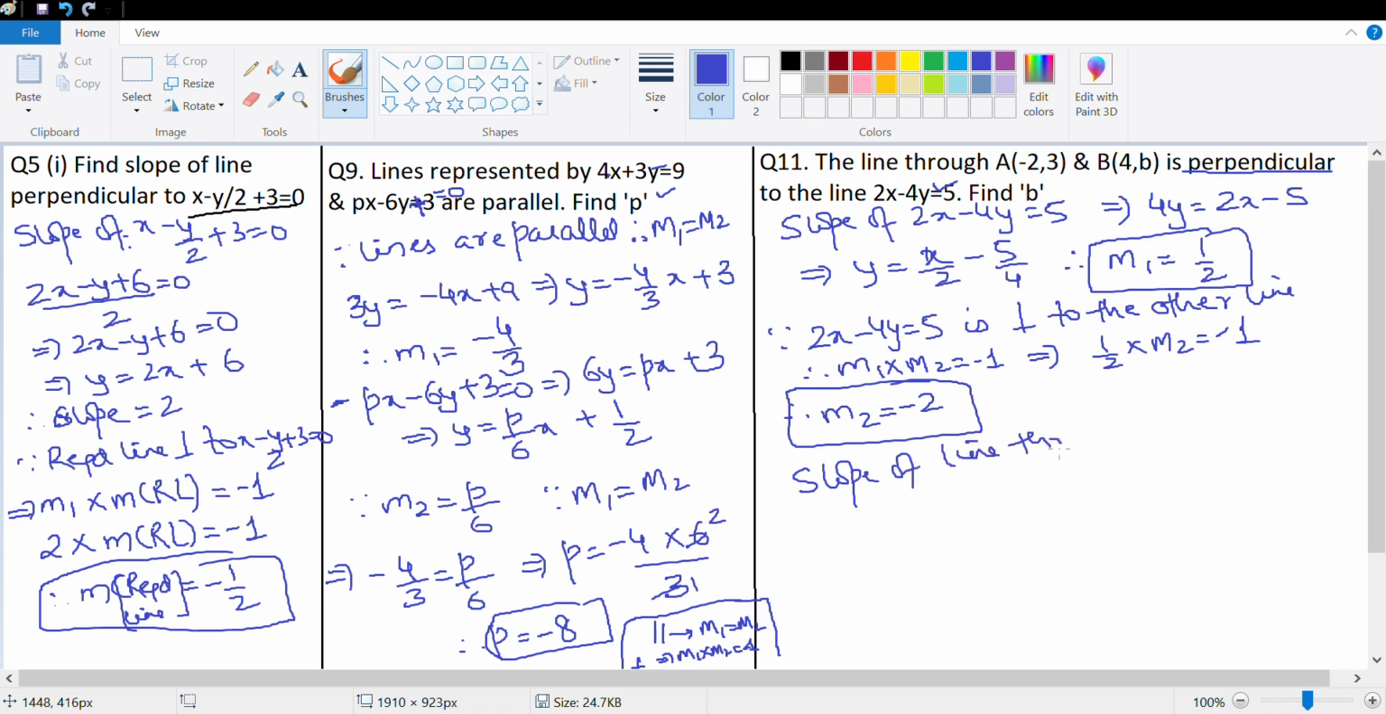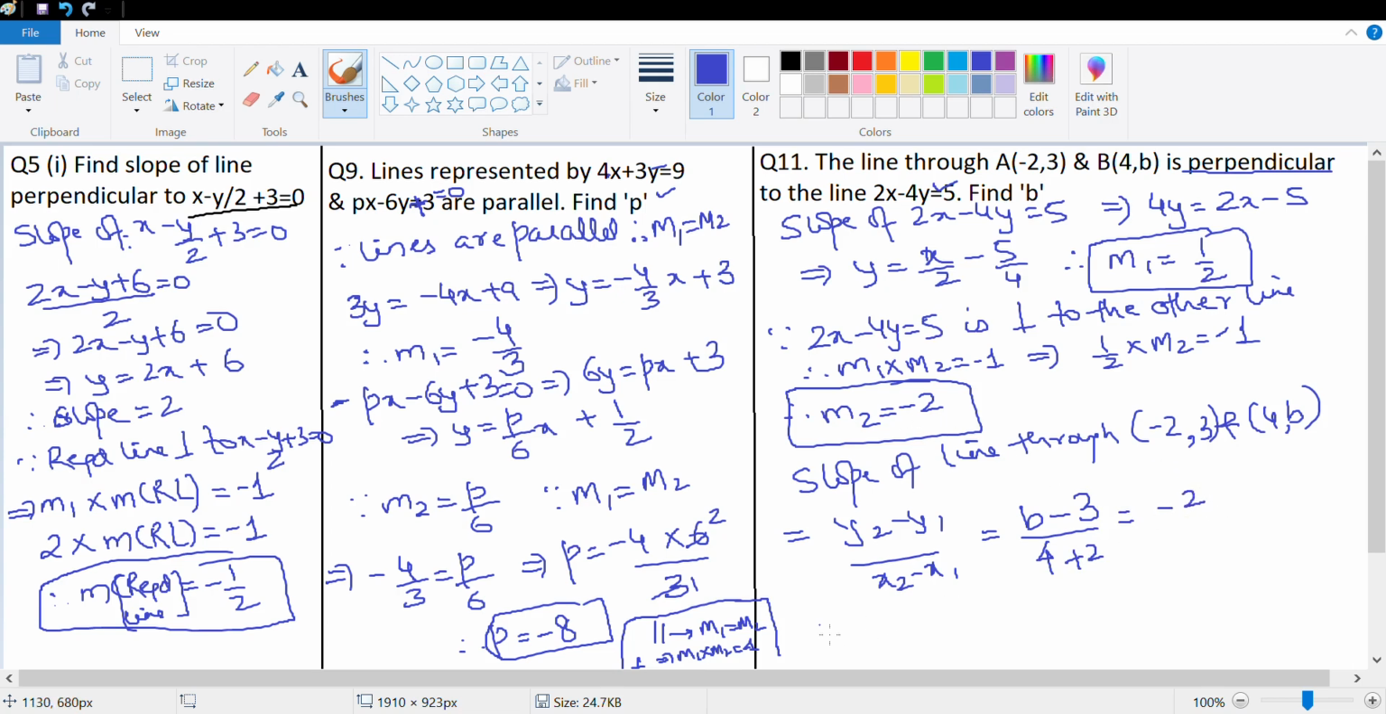So we need to find the value of b, and we know the slope of the line through (-2, 3) and (4, b) will be given by y2 minus y1 upon x2 minus x1, which will be, y2 in this case is b, minus 3 upon x2 is 4 minus of negative 2, which means 4 plus 2, and this is given equal to negative 2. Let's cross multiply. This will be b minus 3 is equal to 6 into negative 2, that's negative 12, which means b is equal to negative 9.